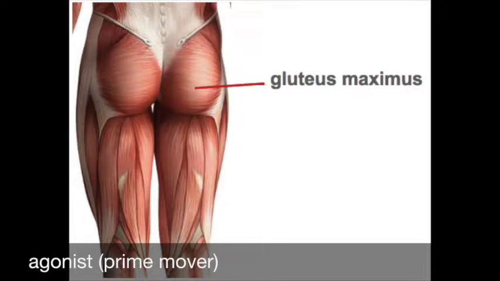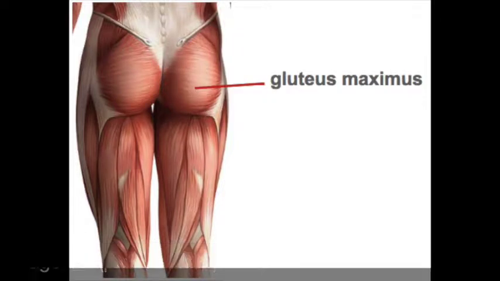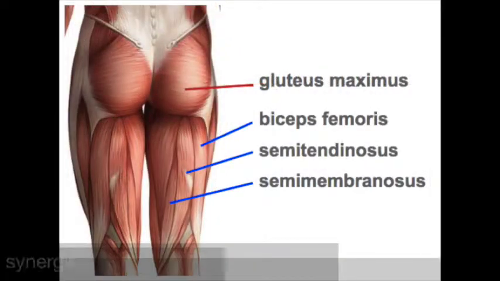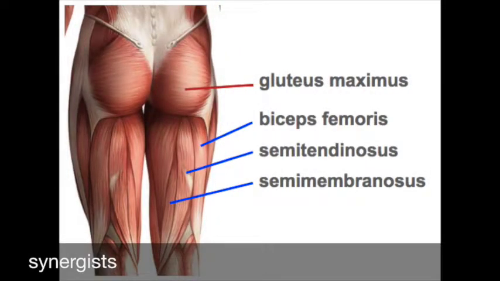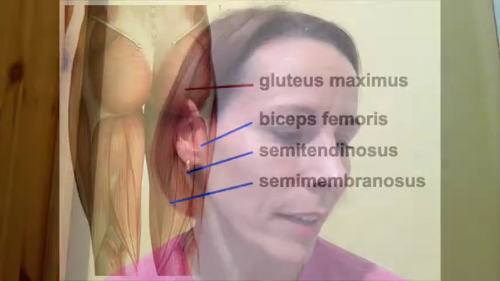The gluteus maximus attaches to the pelvis and femur, crossing over the back of the hip joint. The muscle generates force and pulls on the bones. Synergists or assisting muscles are the hamstrings. The three hamstring muscles are biceps femoris, semitendinosus, and semimembranosus. That's hip flexion and extension.